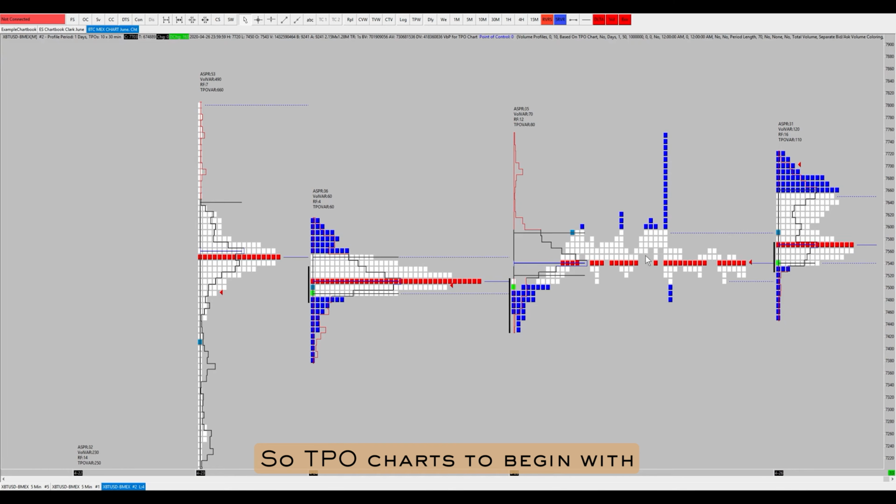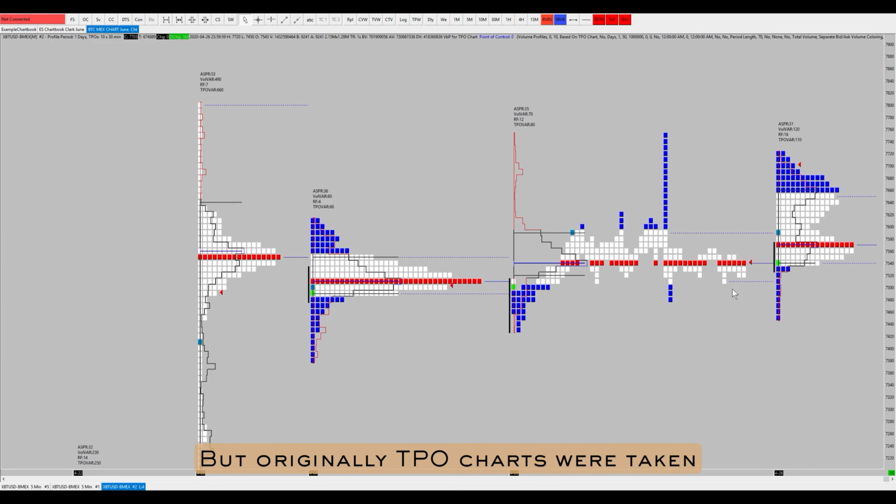So TPO charts to begin with were used under the assumption that each one of these boxes was actually representative of a certain amount of volume. This was before the volume was able to be reconciled as the day progressed. Only in the last 20 years are we able to really figure out what volume was at a certain level throughout the day. Now trading platforms are far more sophisticated. We can see in real time how volume is progressing.